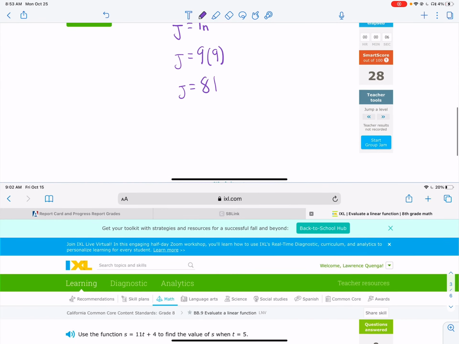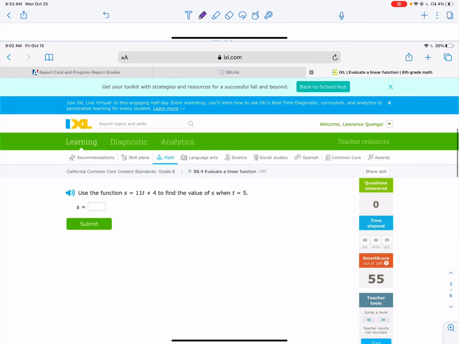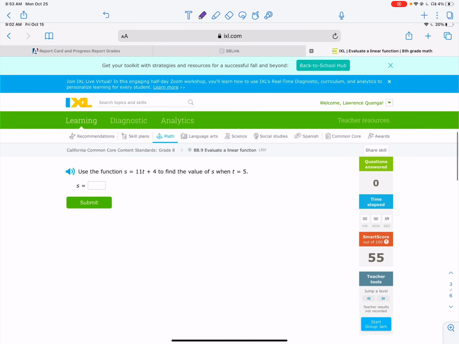Let's see if it gets a little tougher here. Okay, we're adding one more step. We're going to be multiplying, and then we're going to be adding 4. It says use the function s equals 11t plus 4. Now remember, when we see this 11t, that just means 11 getting multiplied by t. So it says to find the value of s when t equals 5.